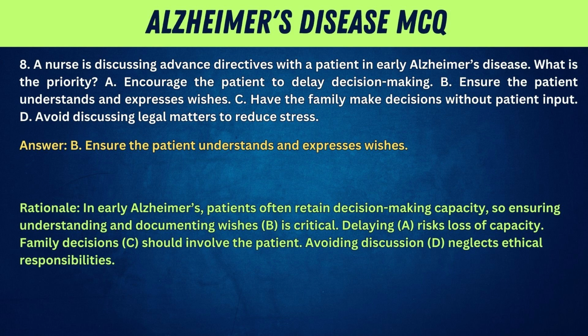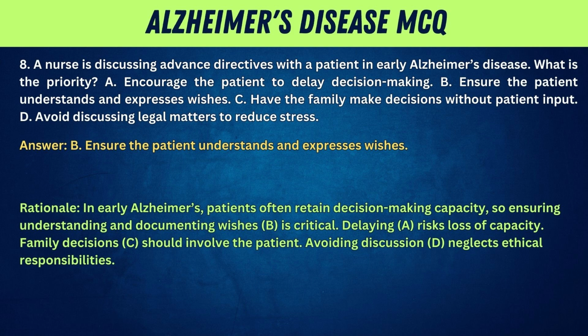8. A nurse is discussing advanced directives with a patient in early Alzheimer's disease. What is the priority? A. Encourage the patient to delay decision-making. B. Ensure the patient understands and expresses wishes. C. Have the family make decisions without patient input. D. Avoid discussing legal matters to reduce stress. Answer: B. Ensure the patient understands and expresses wishes.